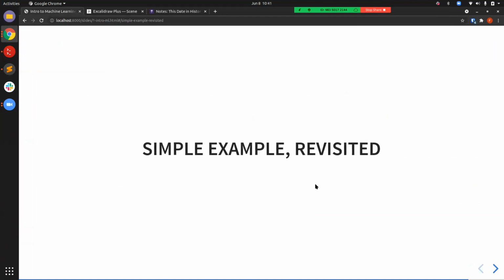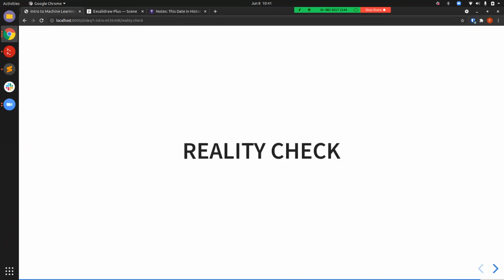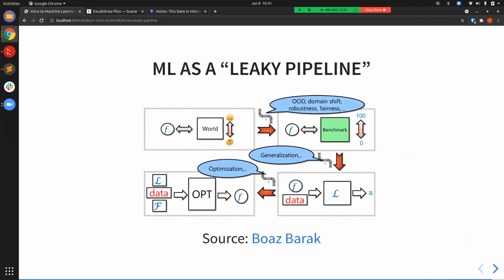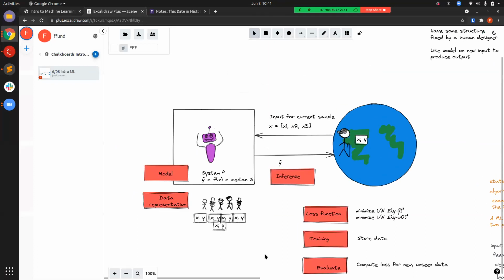Okay, so we've revisited our simple examples, and I'm going to leave you with one thought, a reality check. We looked at a lot of examples where machine learning does well, and a lot of examples where machine learning does poorly. One thing we want to keep in mind always, when we're working with machine learning systems and all of these diagrams, is that I drew my machine learning system as interacting with the real world. I drew my machine learning system as optimizing certain things.